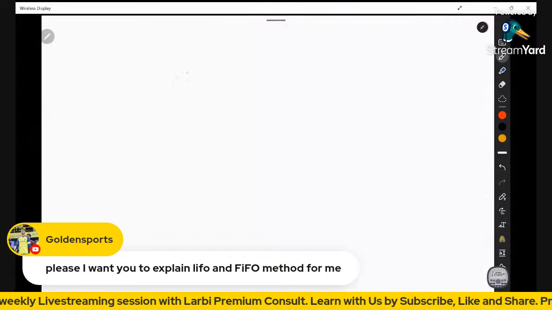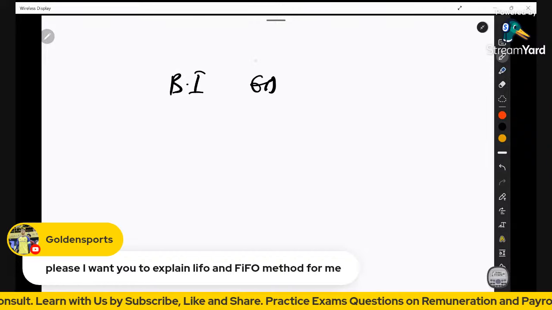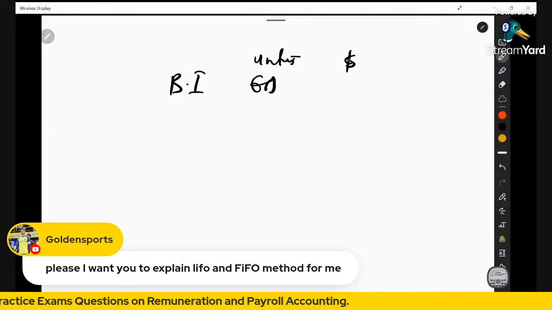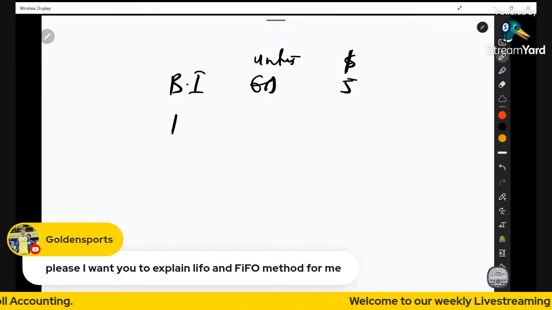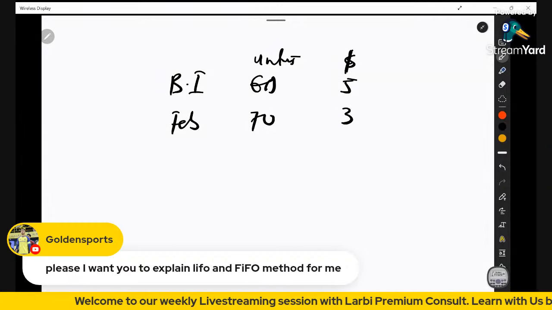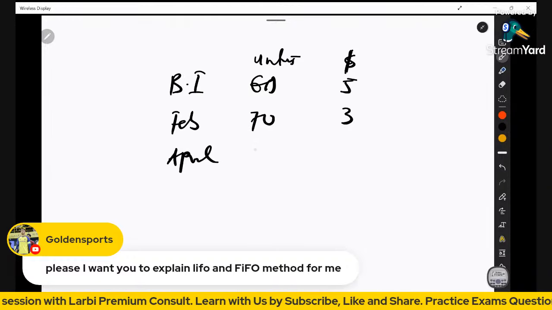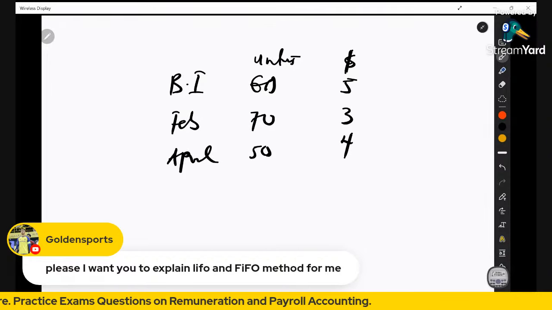we have items like beginning inventory, which is, let's say, 60 units, and this is the price, let's say 5. Then in February we have, let's say, 70 units, which go for 3, and in April we have, let's say, 50 units, which go for 4. Based on this information, we are asked to calculate our ending inventory, and let's assume that our ending inventory was 30.